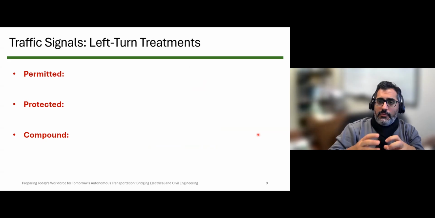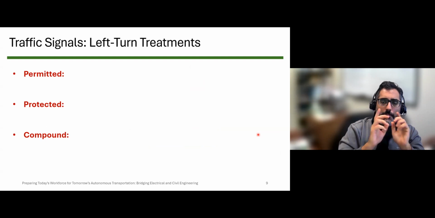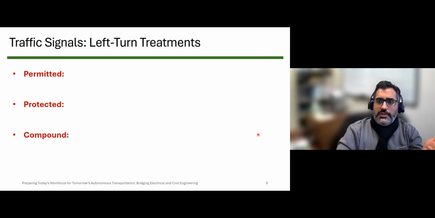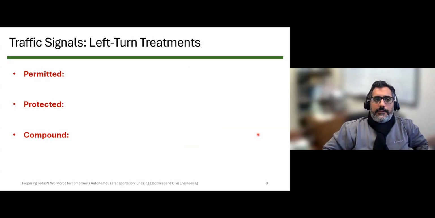When we want to talk about phasing, the pattern in which vehicles move at an intersection, the most important question is what to do with the left turns. How we want to deal with the left turns decides the number of phases. And there are three ways that we can treat left turns. The first one is what we call permitted, the second one protected, and the third one compound.